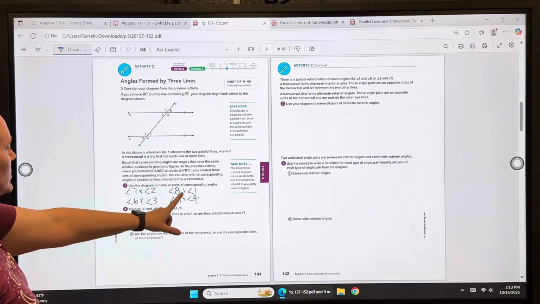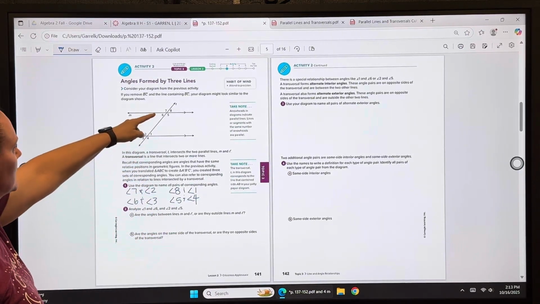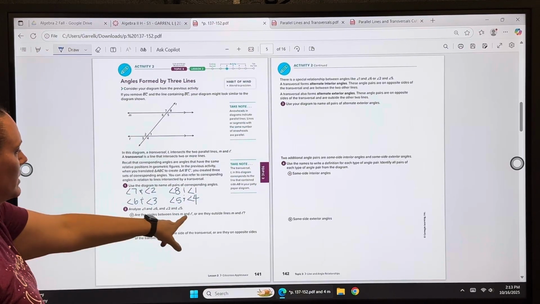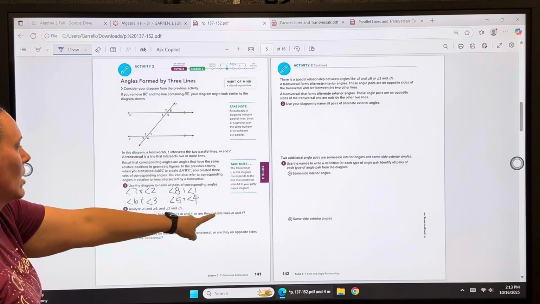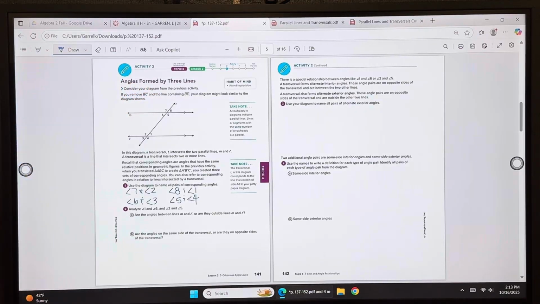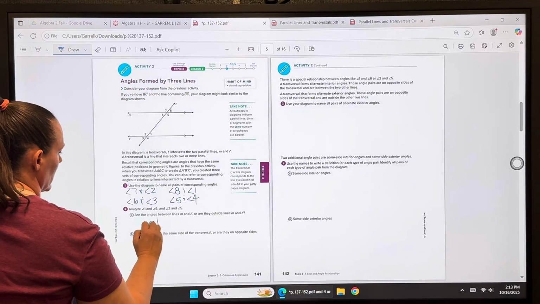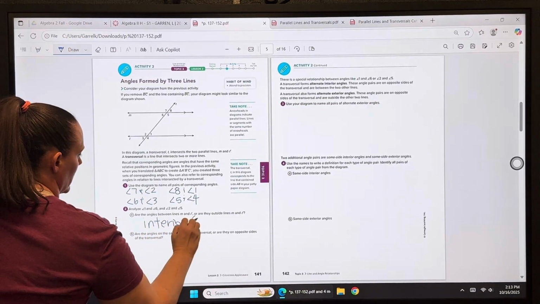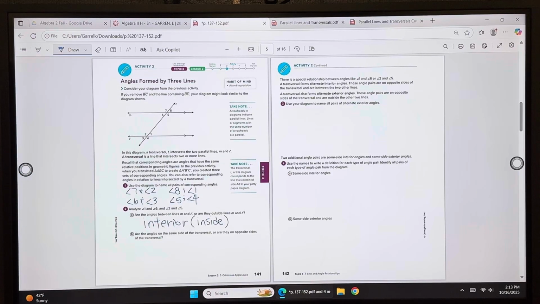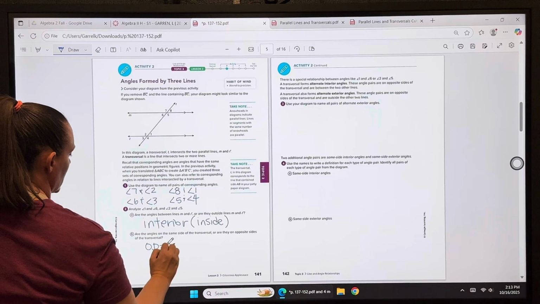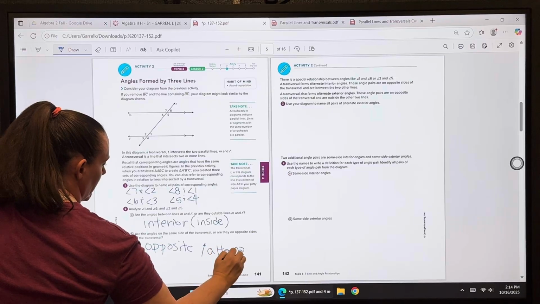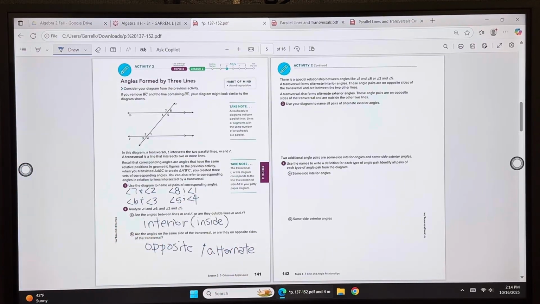Analyze 1 and 6 and 2 and 5. 1 and 6 are alternate, on opposite sides, between, so interior. All right, they are not outside. They are inside. 2 and 5 are alternate interior. They're on opposite sides. So they're alternate interior angles.